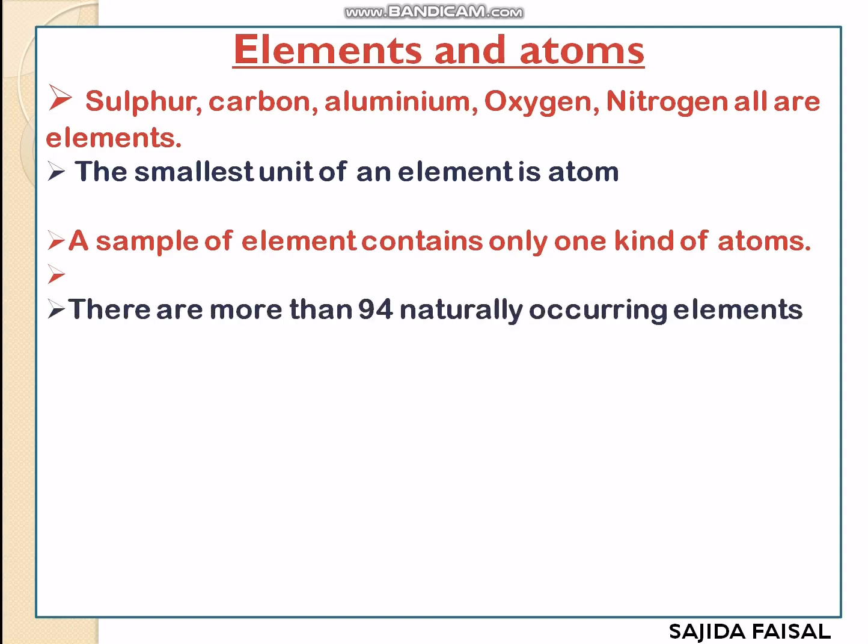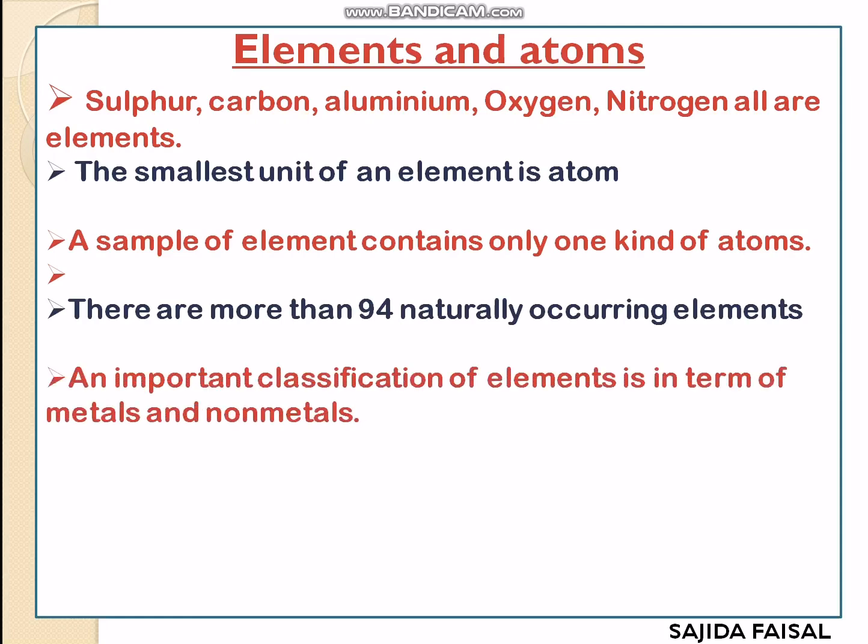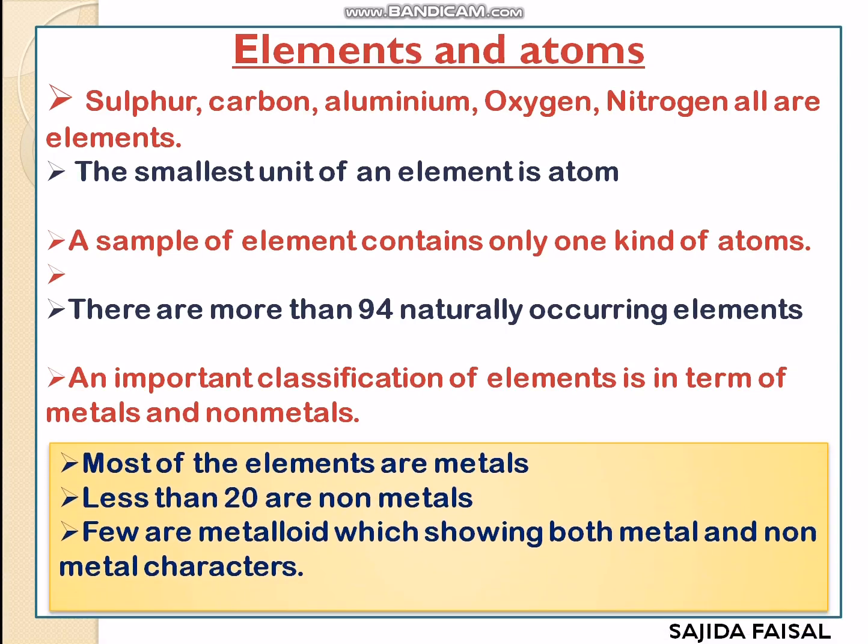There are more than 94 naturally occurring elements. According to their properties, these naturally occurring elements are classified into metals and non-metals. Among them, most of the elements are metals, but less than 20 are non-metals.